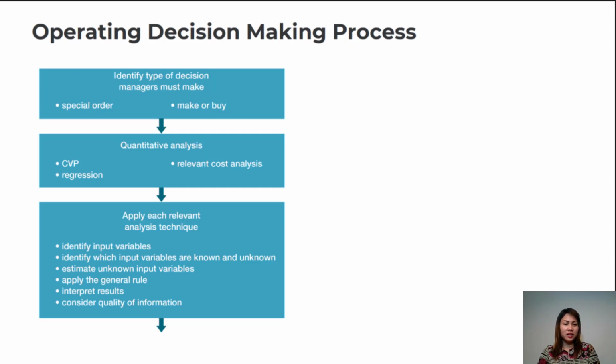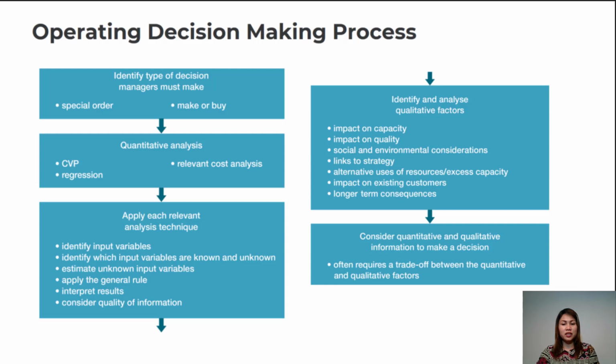So the technique will be an option of whether you will need to do relevant cost analysis, whether you need to do CVP analysis or regression. In doing quantitative analysis, first you need to identify the input variables, identify which input variables are known and which ones are unknown, and then estimate the unknown input variables, apply the general rule for decision making, interpret the result, and then consider the quality of information itself.